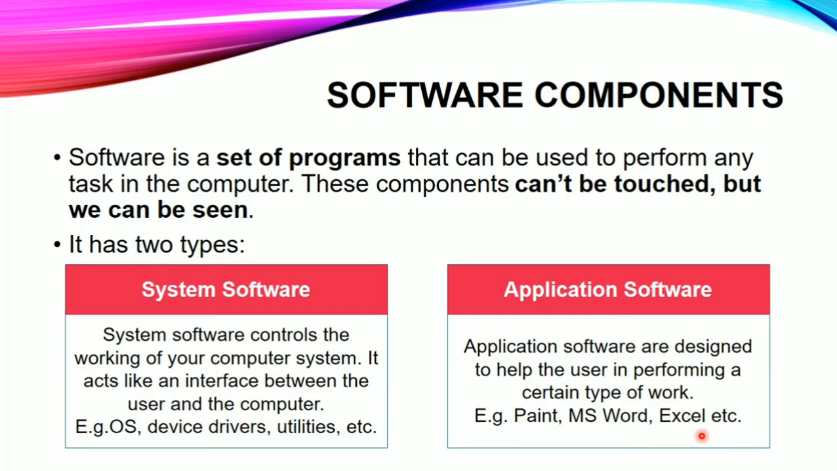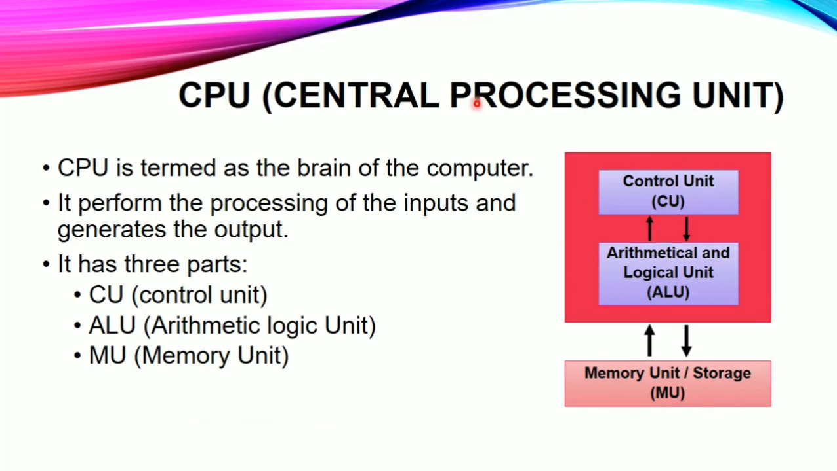Now we have to discuss the CPU and the components of the CPU. CPU stands for Central Processing Unit. As the name suggests, it is the main core of our computer which works on processing the data. It means this unit will process all our inputs to give us a proper output. CPU is termed the brain of the computer. This is the main important unit, so that is why it is termed the brain.